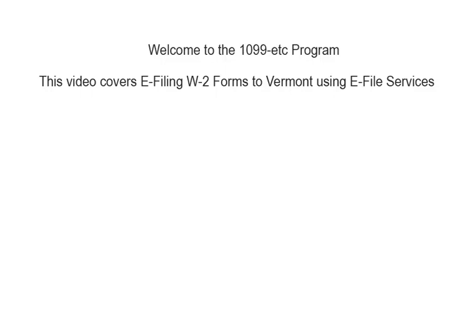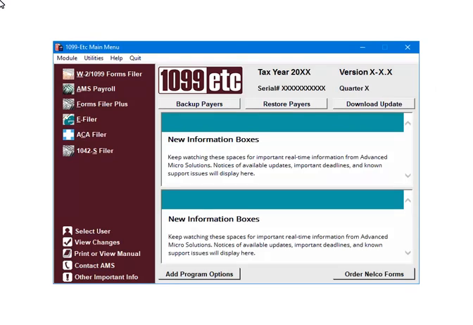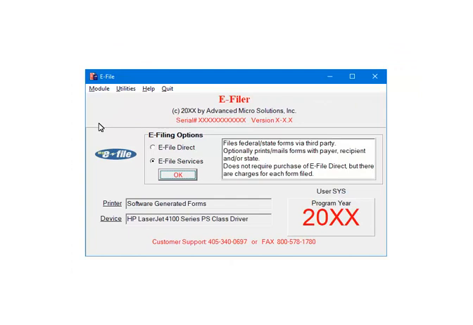This tutorial covers e-filing the W-2 forms to Vermont using e-file services. To begin, the pair ABC payroll has been created, and the W-2 form data has been entered. This is the main menu. To continue, select e-filer. This is the e-filer menu. Select e-file services. Now click OK.